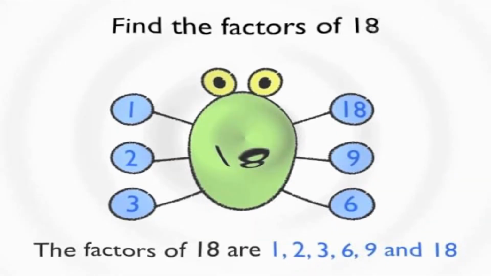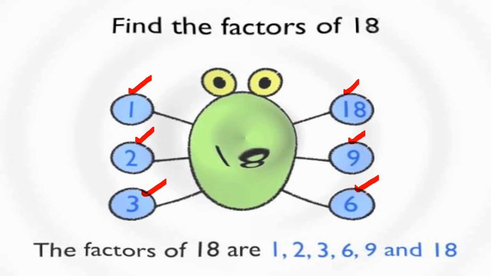Find the factors of 18. I have given you a factor bug here. 18 is in the middle part. 1 into 18 is 18, and then 2 nines are 18, and then 3 sixes are 18.